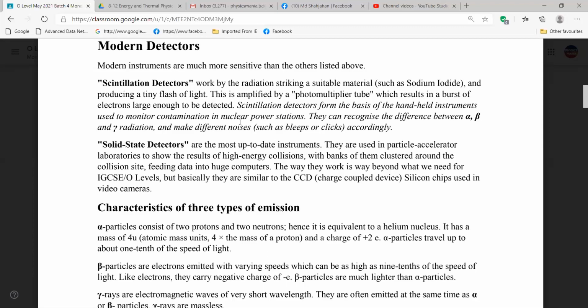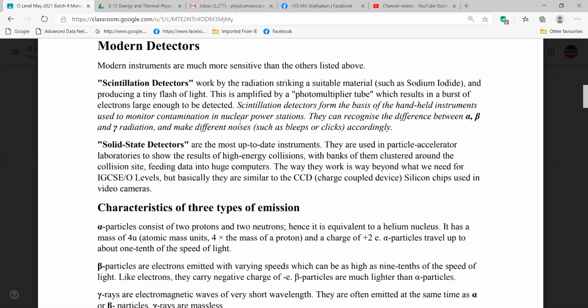Sir, what type of contamination? Contamination means how much alpha, beta, and gamma radiation is coming. That is called contamination. Does that mean one type of element, a nuclear power station, can give all of these radiations, alpha, beta, and gamma?